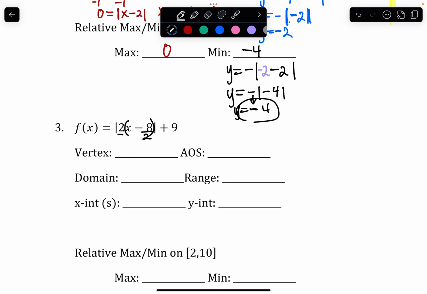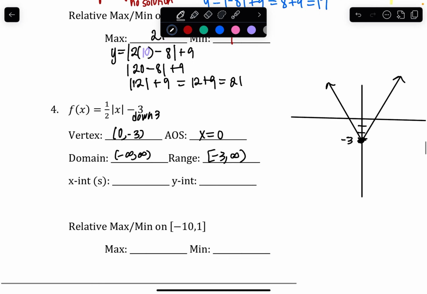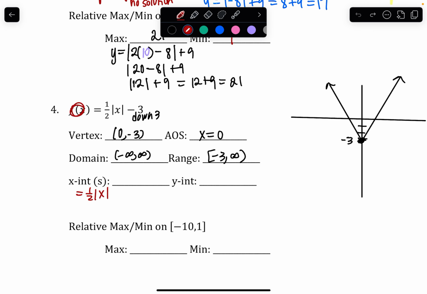Domain, all real numbers all the time. Range is going from -3 to positive infinity. To find our x-intercept, we set the function equal to 0, plugging in 0 for the y. Sometimes I put it over here. I think in the last example I put it on the right. It's up to you.